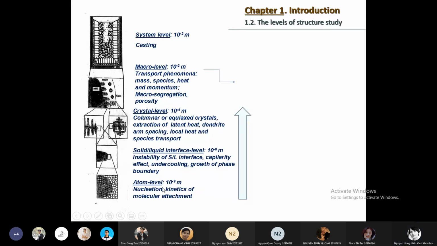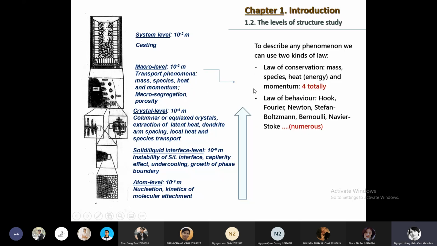Nucleation, interface, crystal formation, dendrites, and so on. But I would like to pay attention to the macro level here, because here we have some transport phenomena: mass, heat, and momentum.